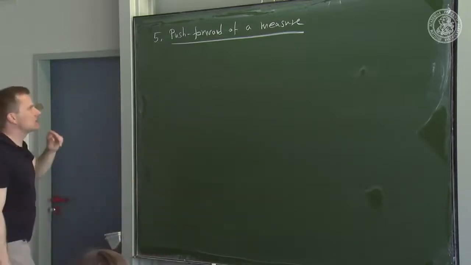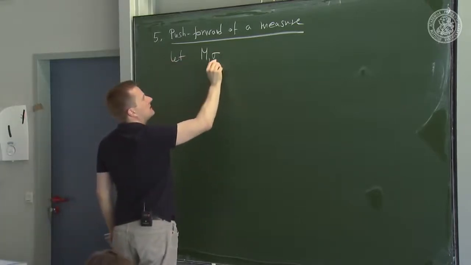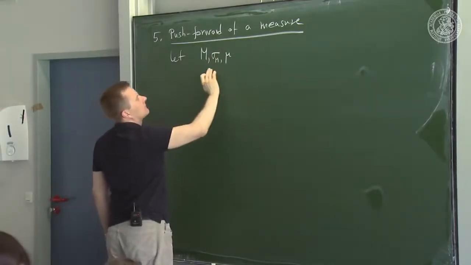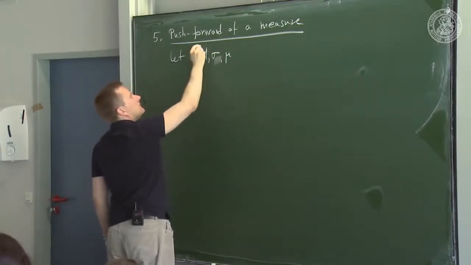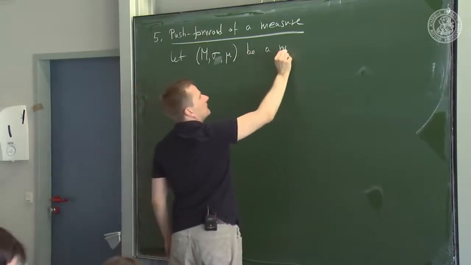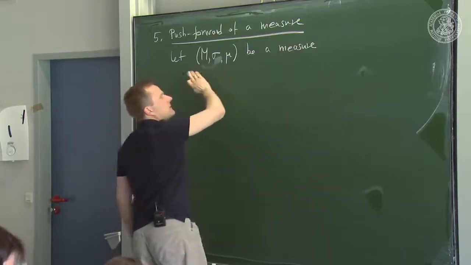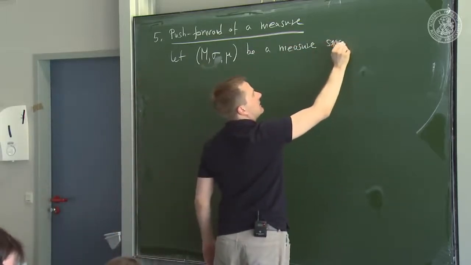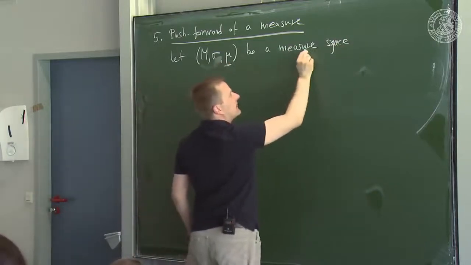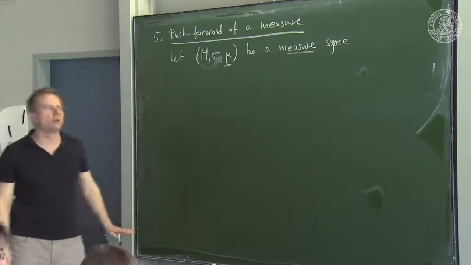Okay, so let (M, Σ, μ) be a measure space. Measure, not measurable, that would only be this part, but a measure space. It's easy to remember because it's a measure space if it has a measure, okay? And otherwise, (M, Σ) is only a measurable space.